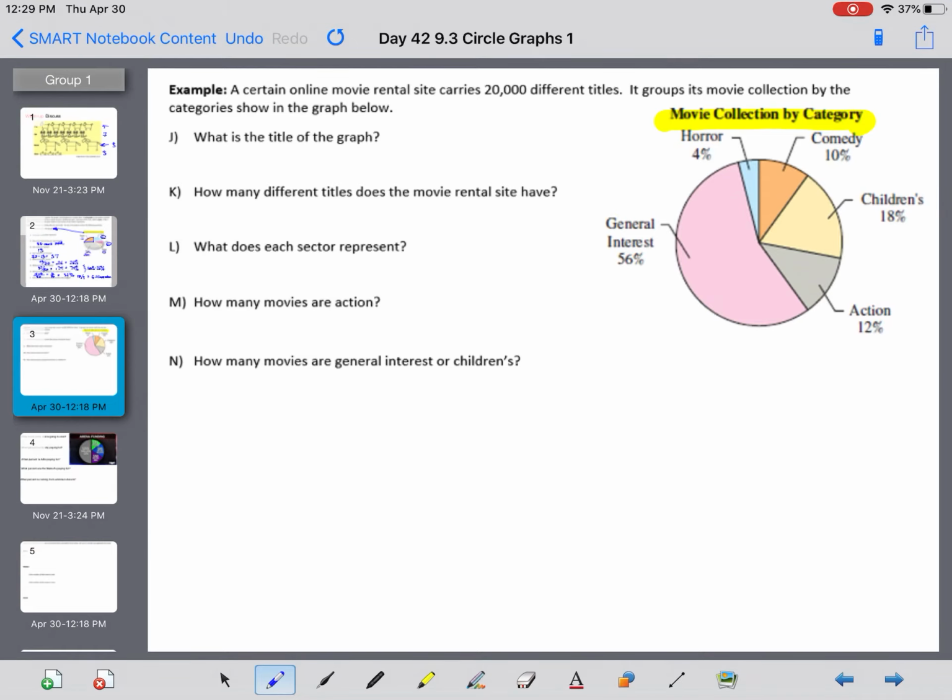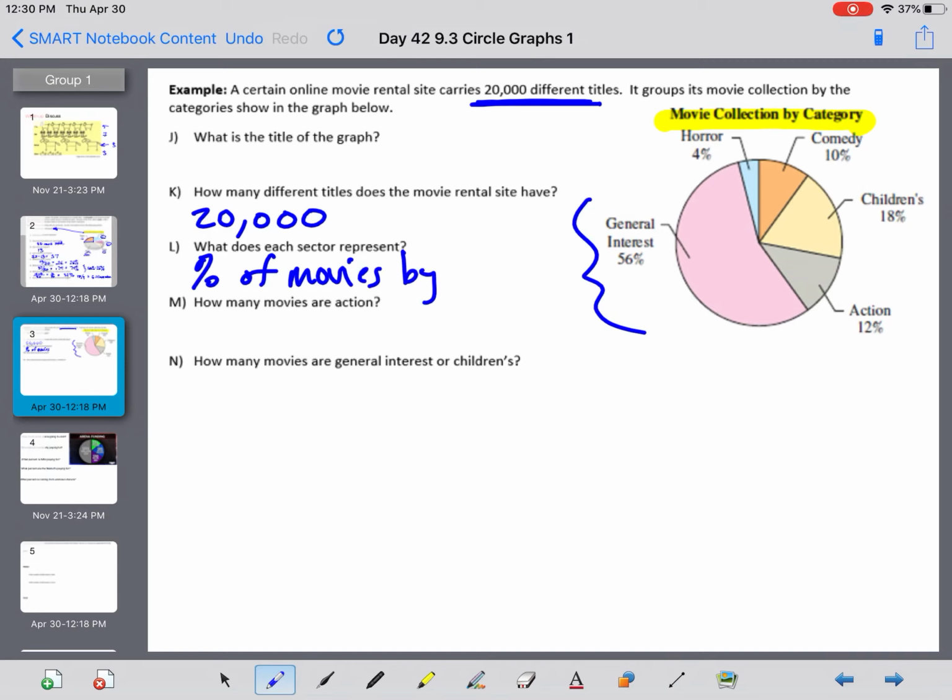For K, how many different titles does this movie rental site have? Notice I don't get that information from my actual pie graph right here. It doesn't have the number. It has the percentage that fall within each of those particular categories. So I need to go back up to the original problem. There's actually 20,000 different titles. And then for L, what does each sector represent? Well, each sector is going to represent the percent of movies by category.